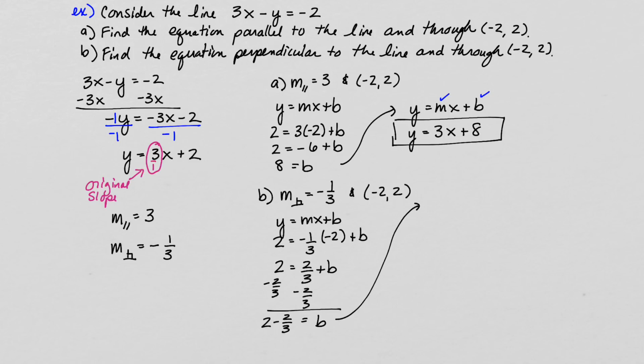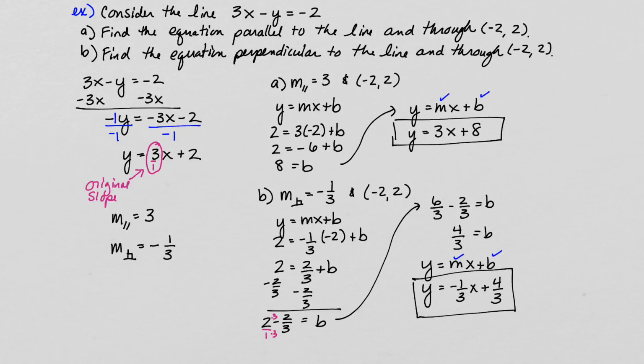Come up here. So remember, 2 is the same as 2 over 1, so times 3 times 3. And again, I would just put 2 minus 2/3 in my calculator, but if you want to calculate by hand, this is how you do it. You would get 6/3 minus 2/3 equals b. So b is going to be equal to 4/3. And then again, we're just going to plug into y equals mx plus b, but we're only plugging in for the m and the b. So y is going to be equal to our m, which is negative 1/3 x, our slope. And then our b is 4/3, so plus 4/3. And that's the final answer.